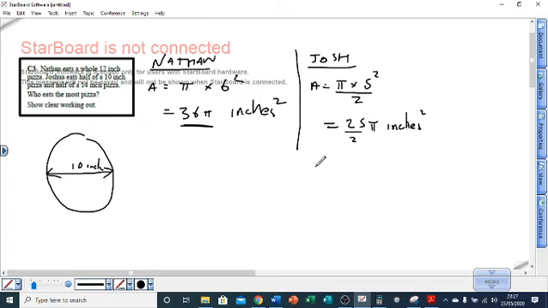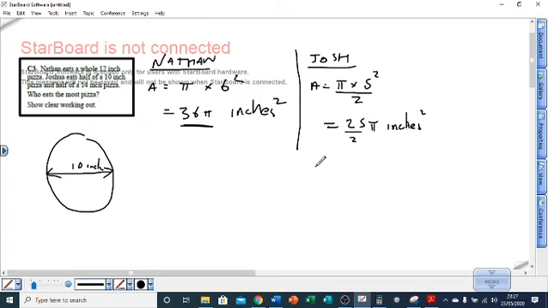Okay, so in total he eats, total is equal to 25 pi over 2 added to 49 over 2 pi. You do it on the calculator, but I'm going to add it up, gives you 74 over 2, which cancels down to 37 pi inches squared. That's how much he eats.